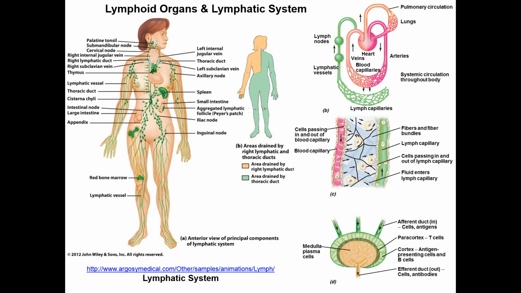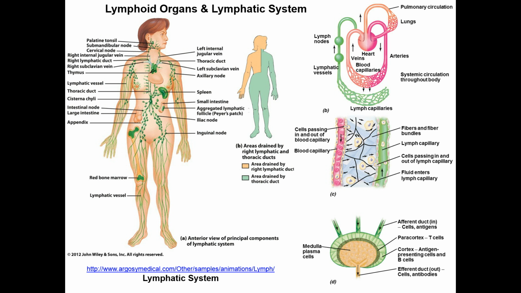Now the lymph, as it makes its way ultimately back into systemic, whether it be pulmonary or cardiovascular circulation, is going to pass through lymph nodes.